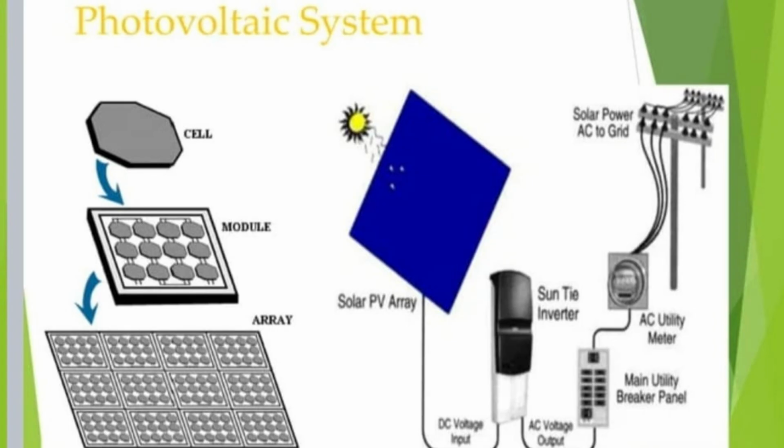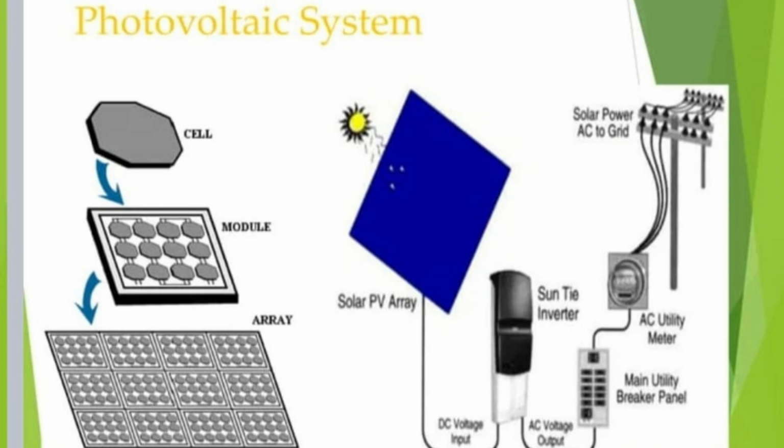So this is the figure of the photovoltaic system. Here we have a cell, then the module, then the array. The sun shines on the solar PV array. From the solar PV array, it goes into the DC voltage input. Then the grid-tie inverter emits the AC voltage output into the main utility breaker panel. Then it moves further to the AC utility meter and then to the solar power AC to grid. That's all in this photovoltaic system.